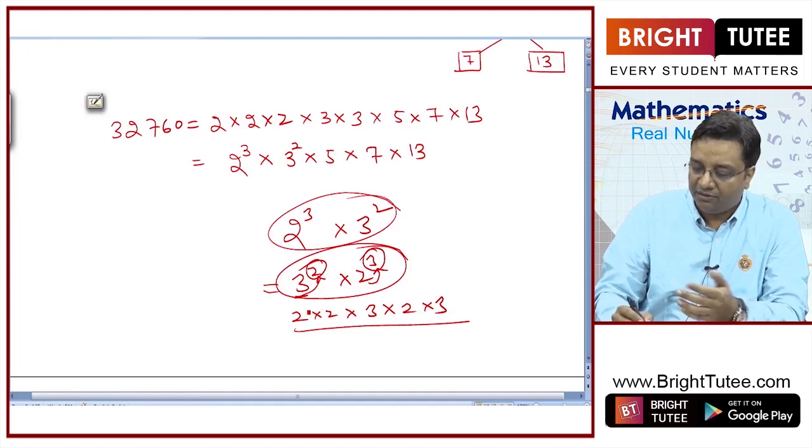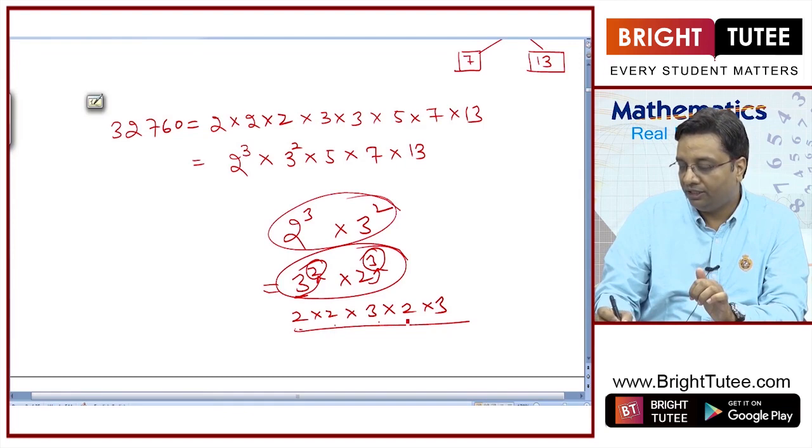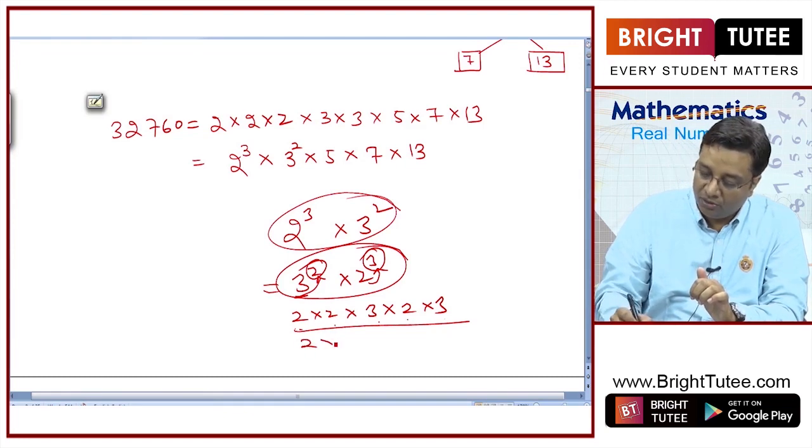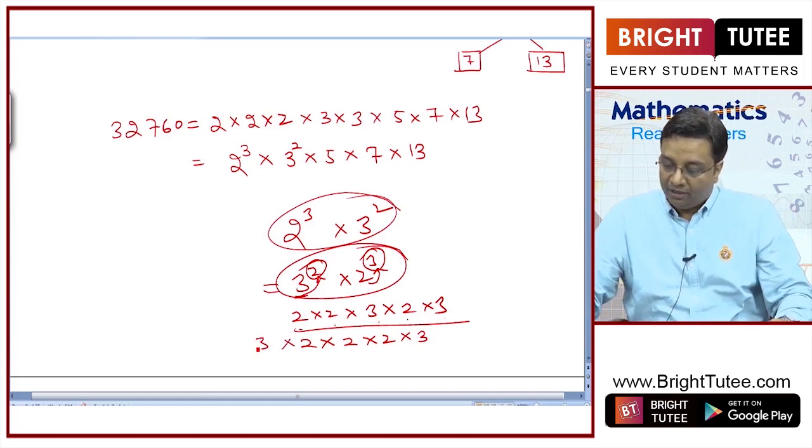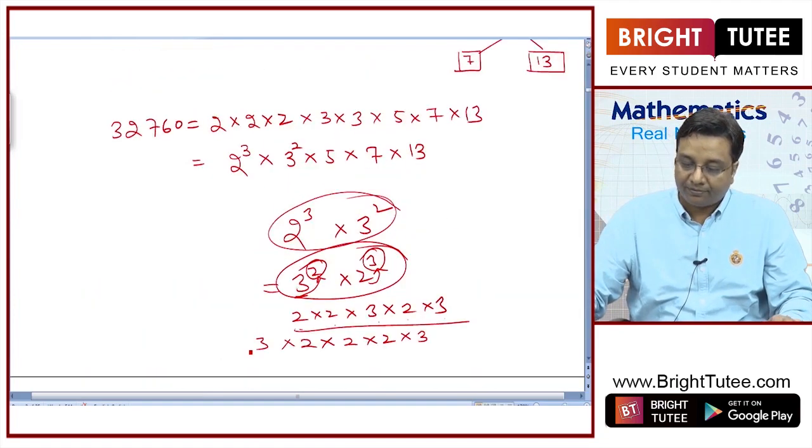But yes, while writing, you can write it as 2 into 2 into 3 into 2 into 3, or 2 into 2 into 2 into 3, and you can write 1 3 here, right? You can change the order. So this is one thing.